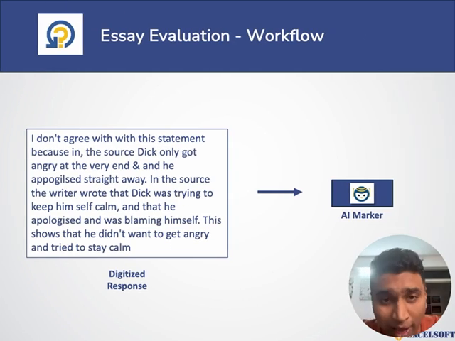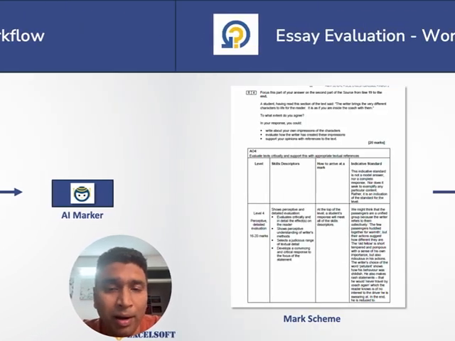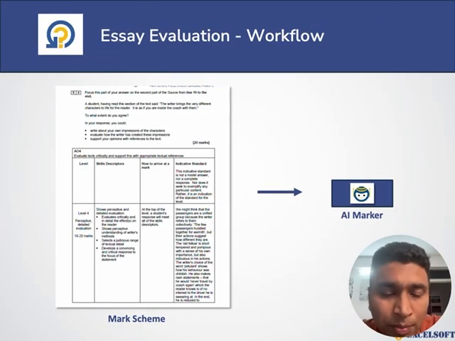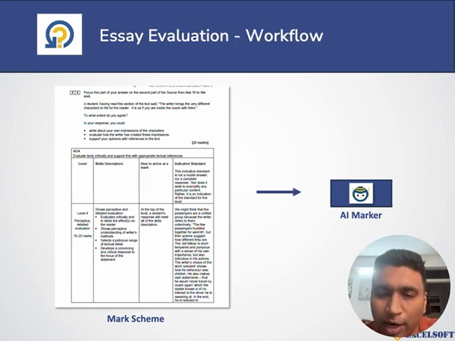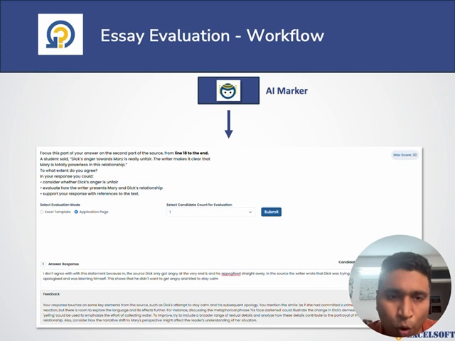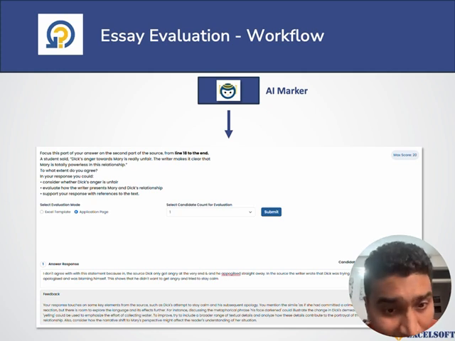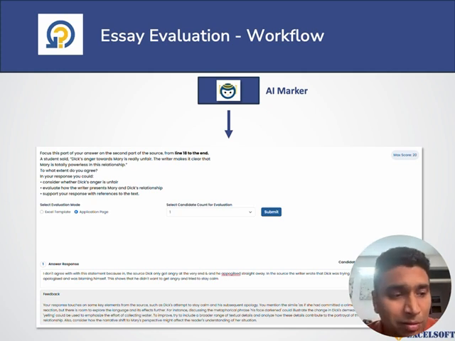Then that goes through an AI marker. The AI marker also takes into account the marking scheme, the rubrics and the guidelines, and spits out a score along with detailed explanation and feedback. The feedback would include an explanation of why the AI marker gave the score it gave, along with areas of improvement, what the student needs to do in order to improve their score.